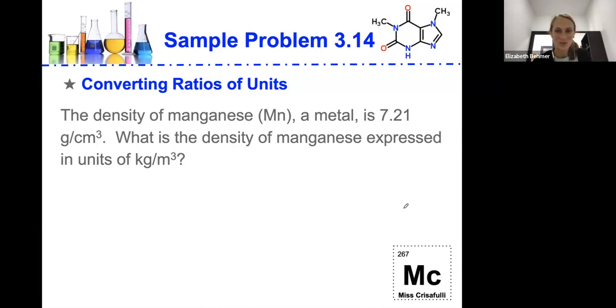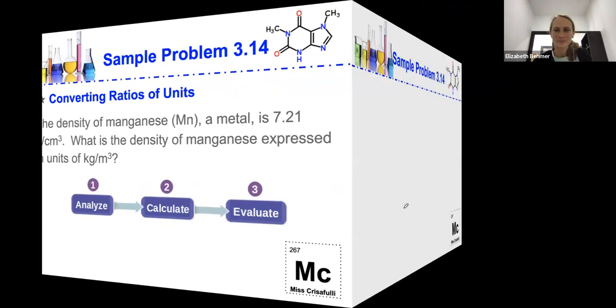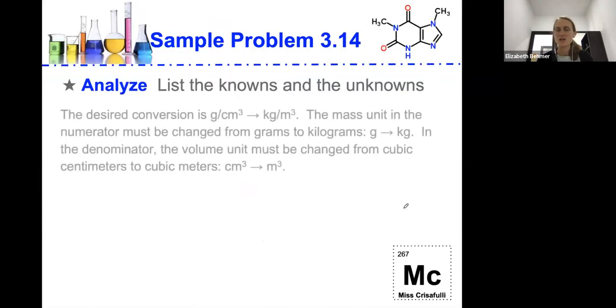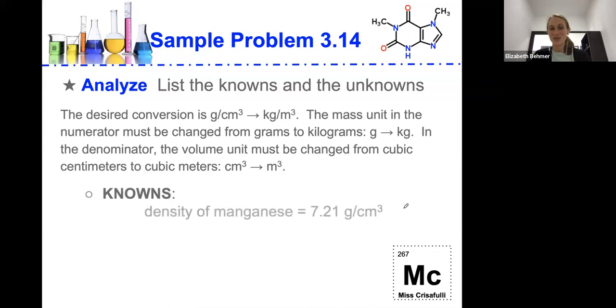So now we have to convert ratios of units, even more fun and exciting. So let's list our knowns and unknowns. We want to convert grams per centimeters cubed to kilograms per meters cubed. And the mass unit in the numerator must be changed from grams to kilograms. How are we going to do that? And in the denominator, the volume unit must be changed from centimeters cubed to meters cubed. How are we going to do this?